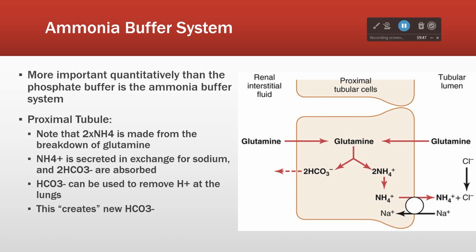But then the NH4, we can shuttle that out into the tubular lumen, and that NH4 is an effective way of getting rid of hydrogen ions as well, right? So we have our glutamine ammonia buffer system, right? So we get 2 NH4s that are secreted in exchange for sodium. So that's a good deal. We get sodium, we export NH4, and then the 2 bicarbonates are reabsorbed and moved to the lung. So this is yet another way of creating bicarb.